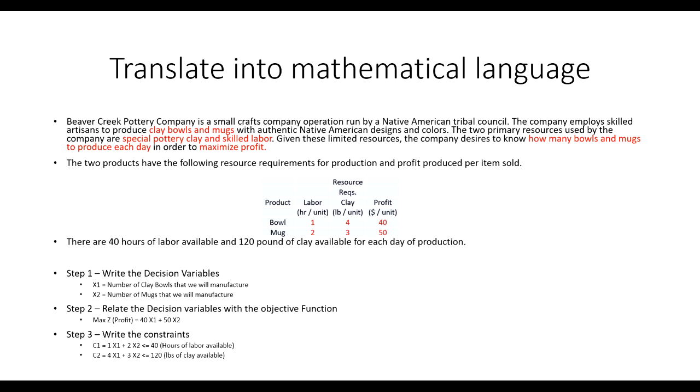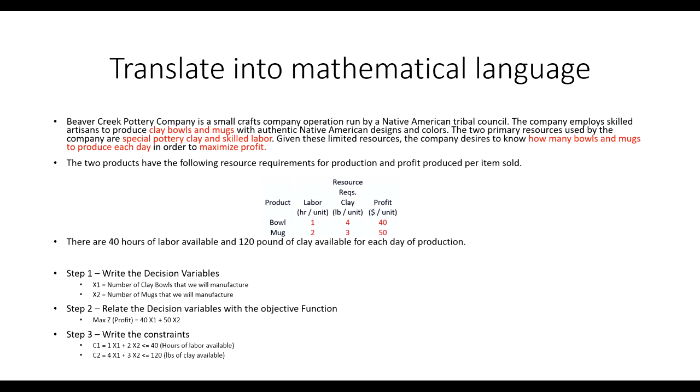So x1 is the number of clay bowls that we manufacture. x2 is the number of mugs that we will manufacture. We saw that before, because this is what we don't know. We have to relate them with the objective function. So we're trying to maximize profit if we get $40 per bowl and $50 per mug.